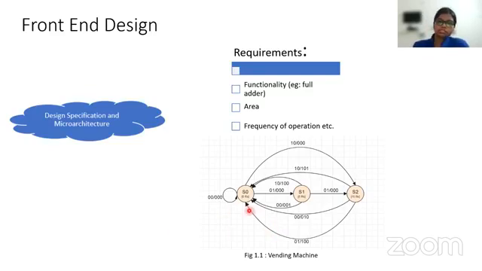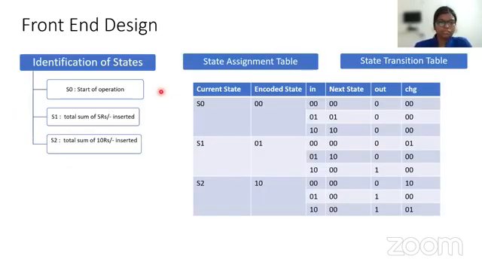So let's look at this vending machine functionality in a little more detail, like what it will be doing and how it will be doing it. In my vending machine, there would be three states: S0, S1, and S2. S0 here represents that we are starting the operation. The machine has no coin inserted in it, and it's just waiting for a coin to be inserted. The second state is S1.